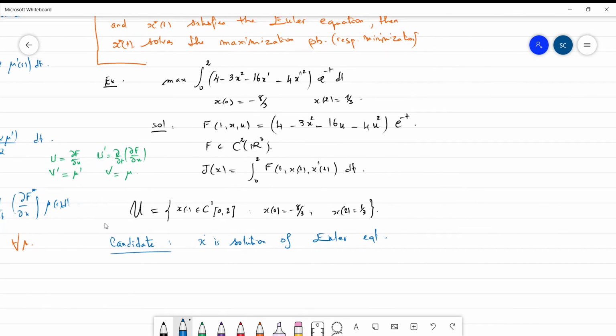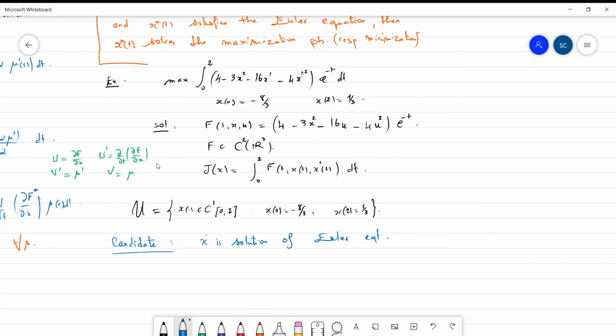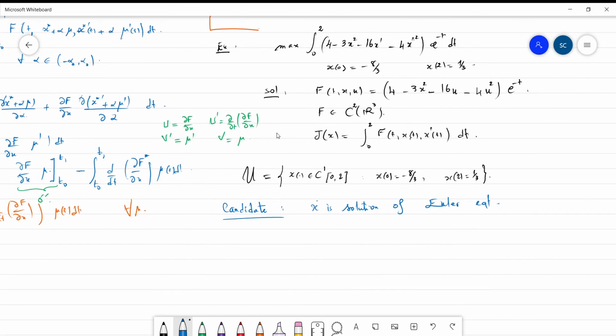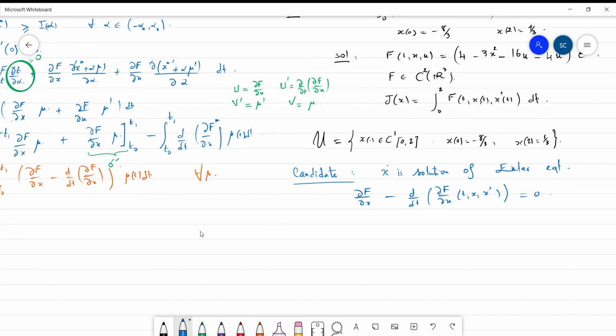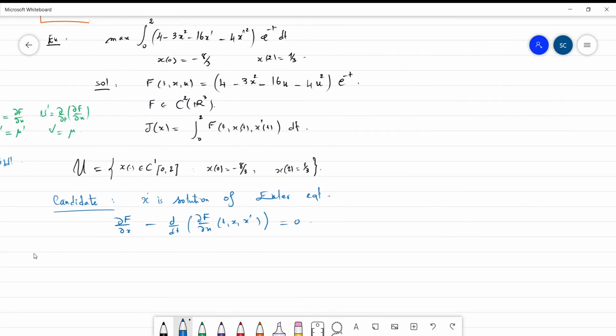Euler equation here, we established the Euler equations. They were: df/dx minus d/dt of df/du applied at (t, x, x') equals 0. So I need to express what df/du is. Let's do our calculation here.